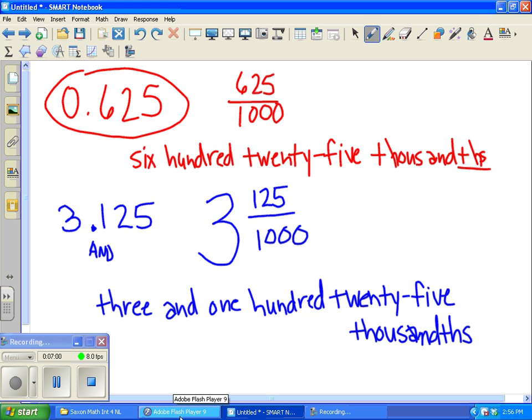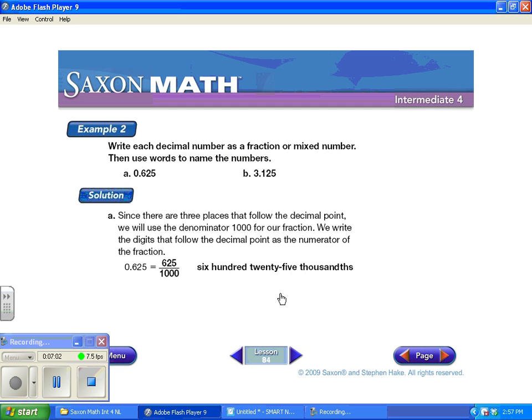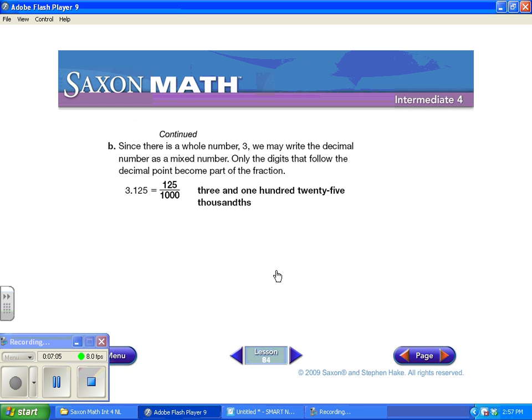Okay? And every single word is important. Okay, moving right along. Let's look at this verify. Explain why 625 thousandths is greater than 325 thousandths.